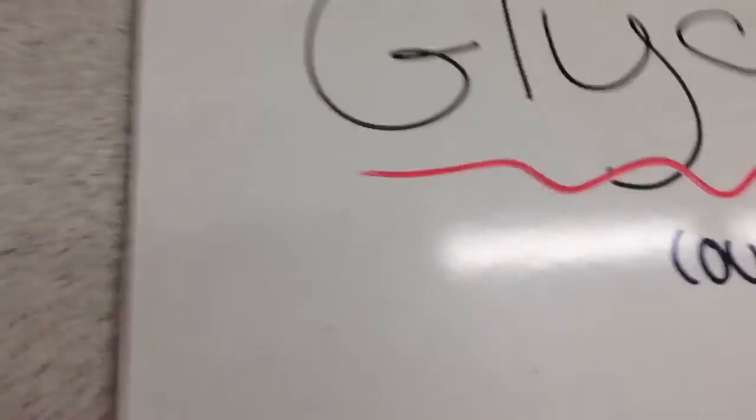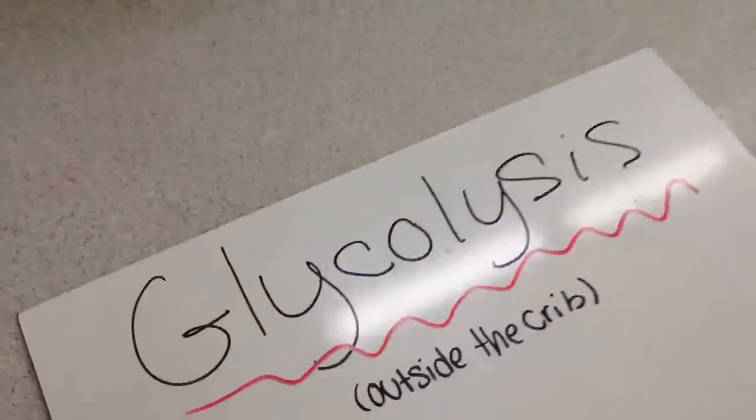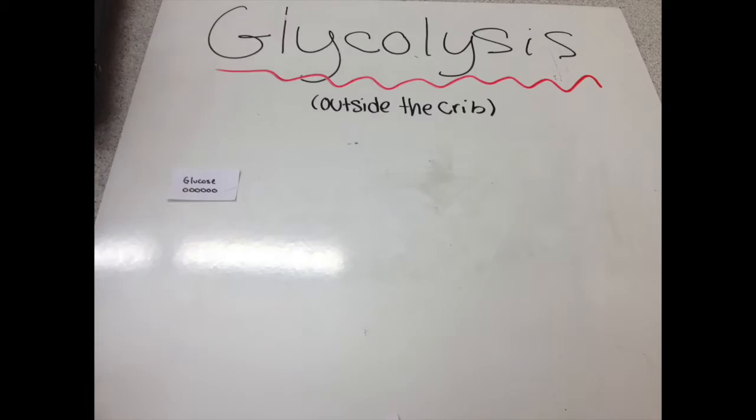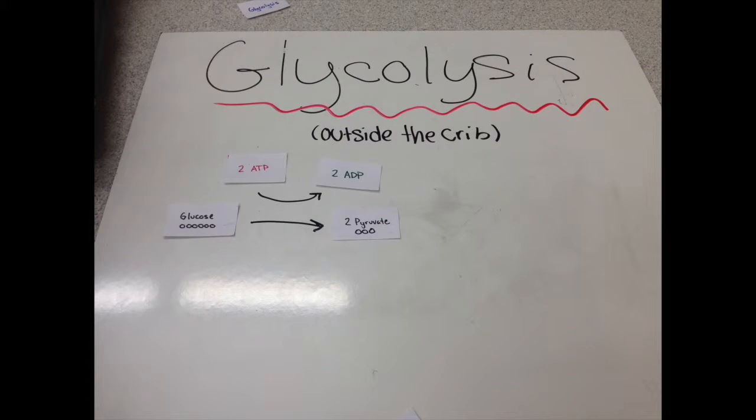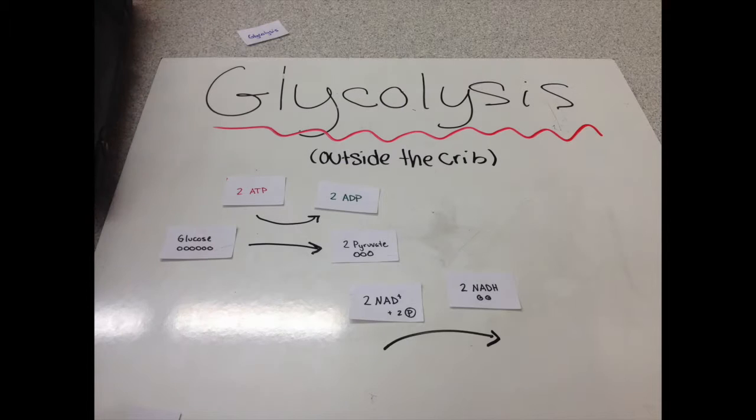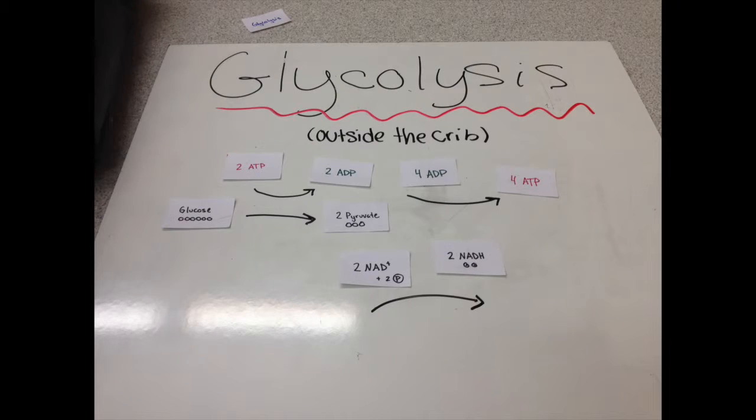Glycolysis. Glucose turns into 2 pyruvic acids. 2 ADP turns into 2 ATP, from a diphosphate to a triphosphate. 2 NAD+ turns into 2 NADH from adding an H+ and electron.